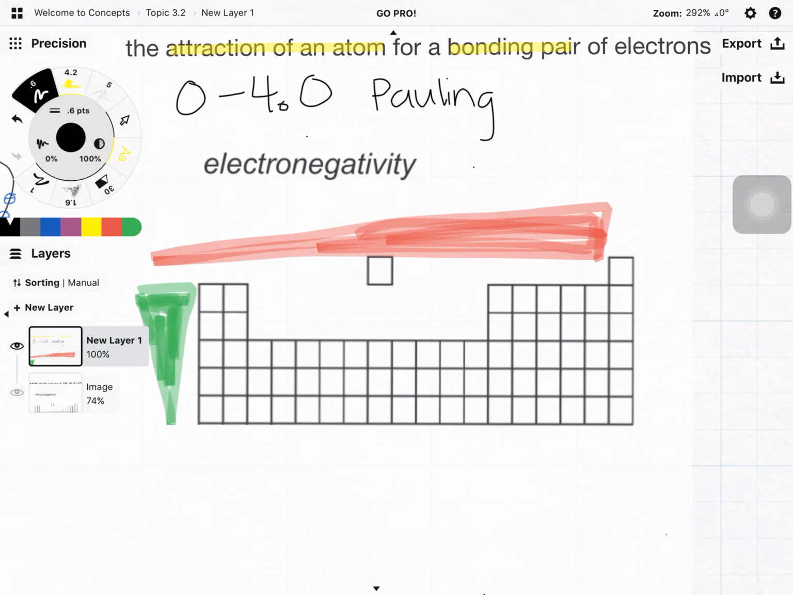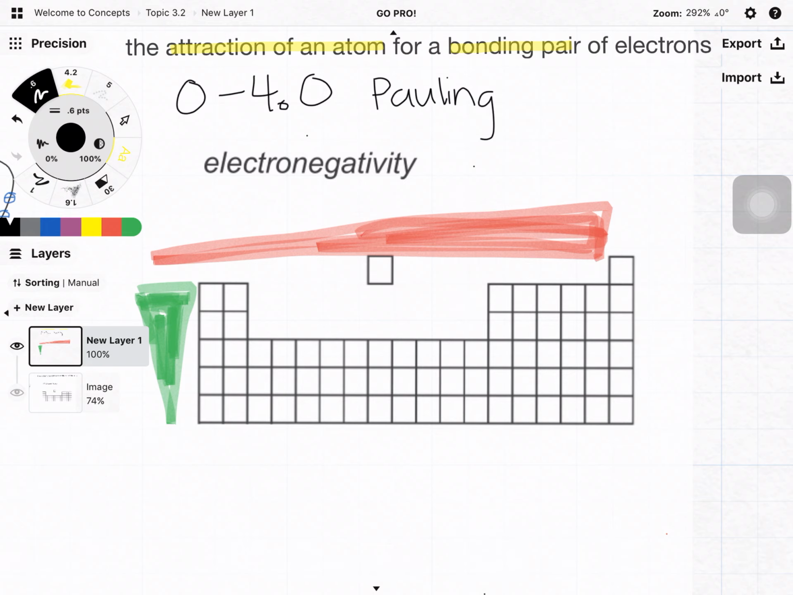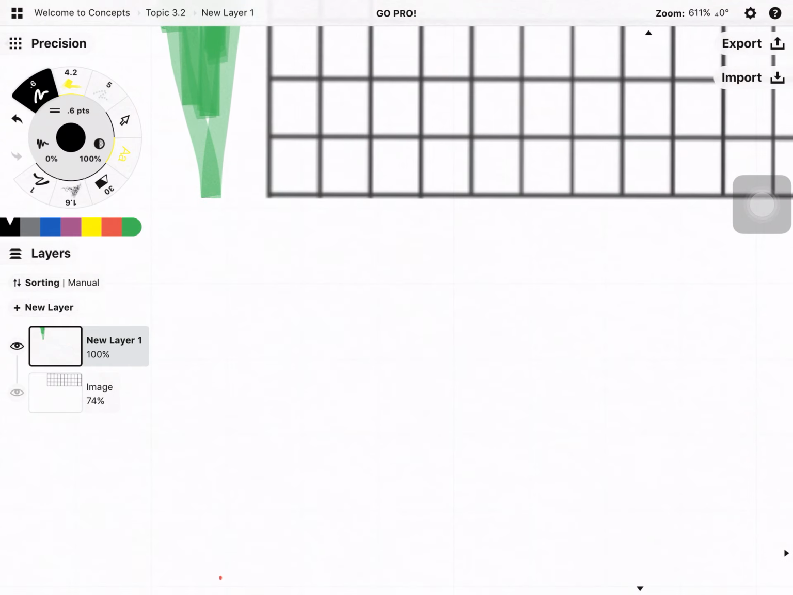As we go down a group, our electronegativity decreases. So as we go down a group, the attraction that my elements have is less. And as we go across a period, my attraction is more. Let's talk about why. So down a group first.